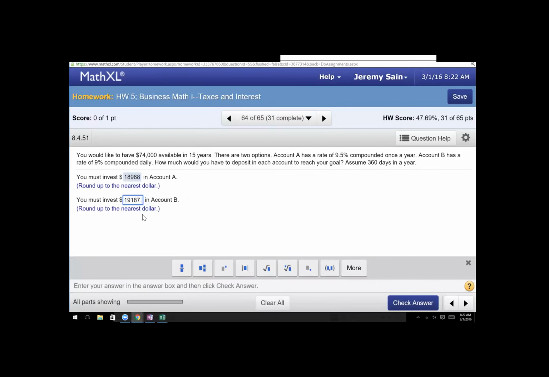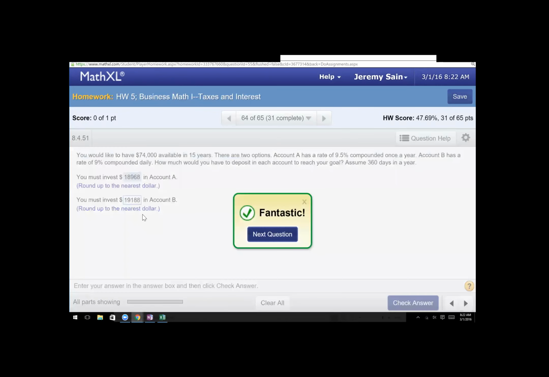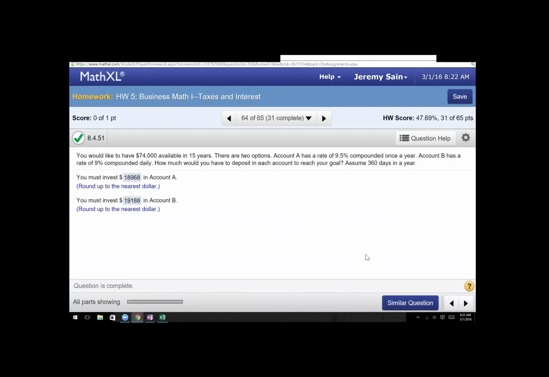And round up to, whoops, no, that is right. Nearest dollar. Okay. So is everybody pretty happy with compound interest at this point? All right.